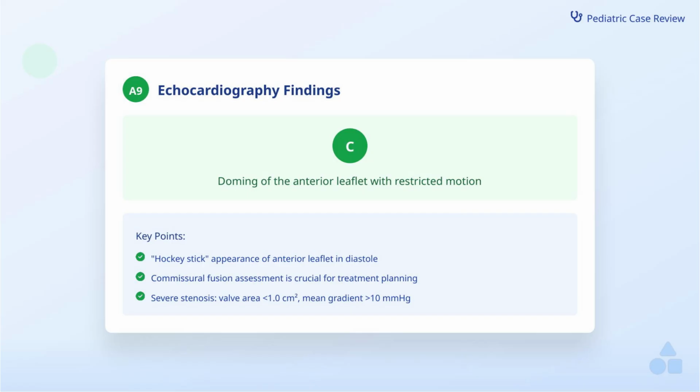Option A is incorrect because a mitral valve area greater than 1.5 square centimeters actually indicates mild or no stenosis, not severe stenosis. Option B is also incorrect because a mean pressure gradient less than 5 millimeters of mercury suggests mild stenosis, whereas severe stenosis typically has gradients greater than 10 millimeters of mercury. Option D is incorrect because severe mitral stenosis invariably causes left atrial enlargement due to chronic pressure overload. A normal left atrial size would essentially rule out significant mitral stenosis.